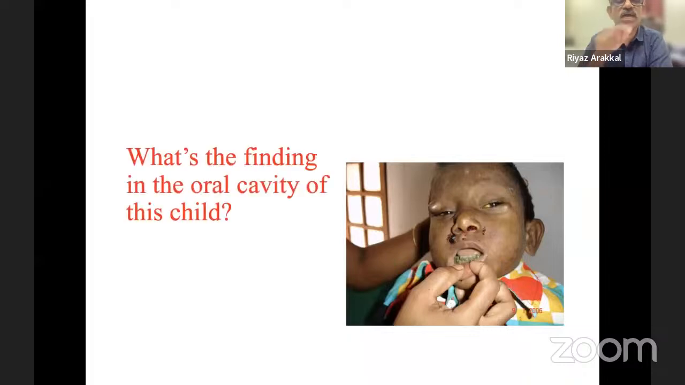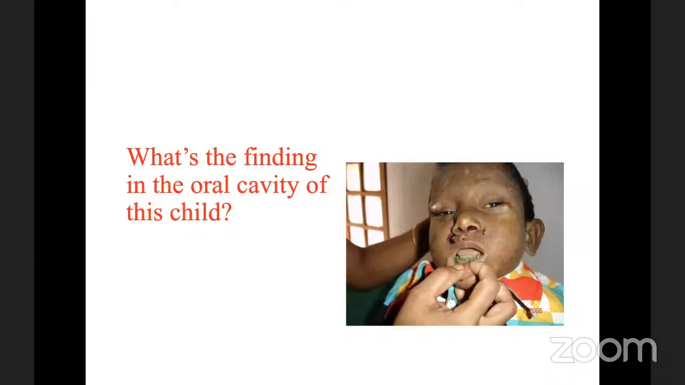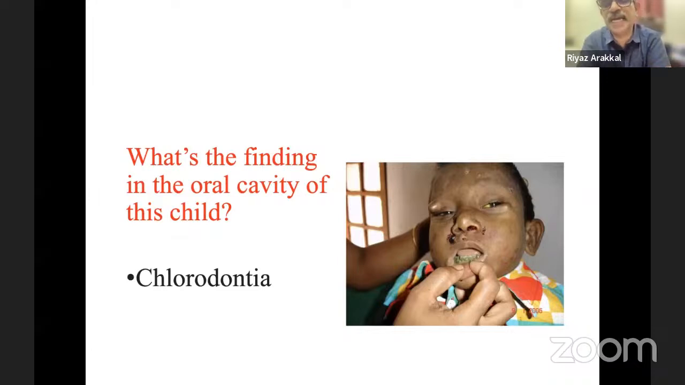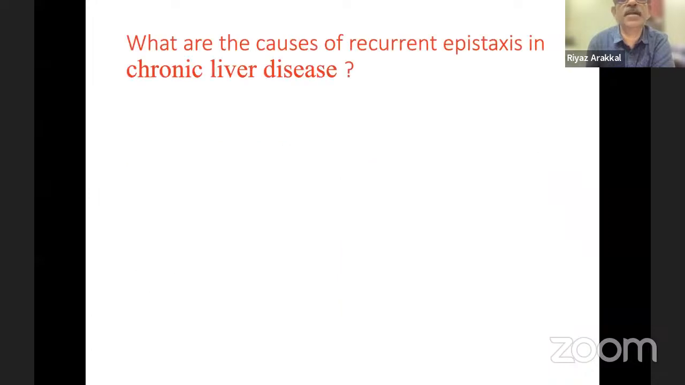Now, what's the finding in the oral cavity of this child? Anybody other than Aisha? Nujuminza from Anjarakandi Medical College. Chlorodontia. That is chlorodontia. This is one of our poor patients with Alagille syndrome who have developed chlorodontia. That means that his dentin has been exposed to very high levels of bilirubin right since his birth. So this is chlorodontia. What are the causes of recurrent epistaxis in chronic liver disease?